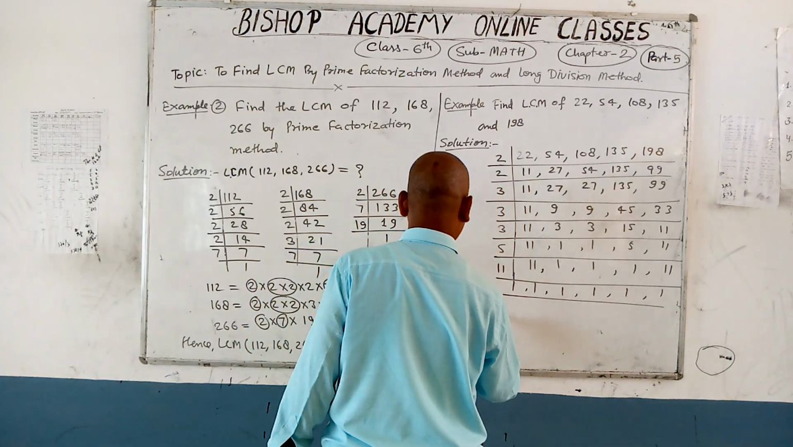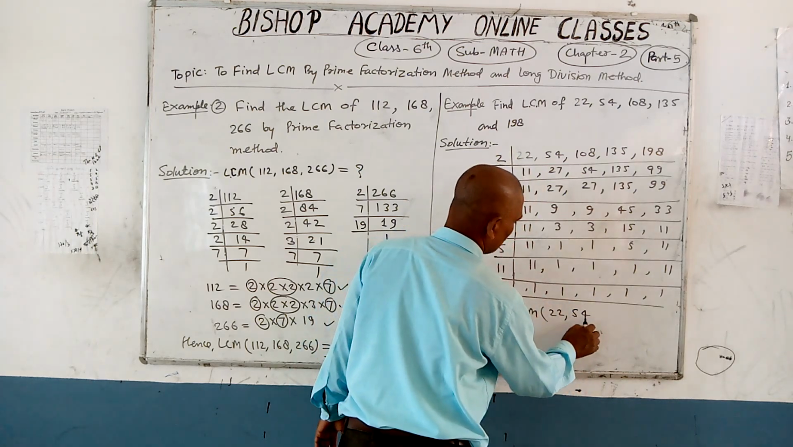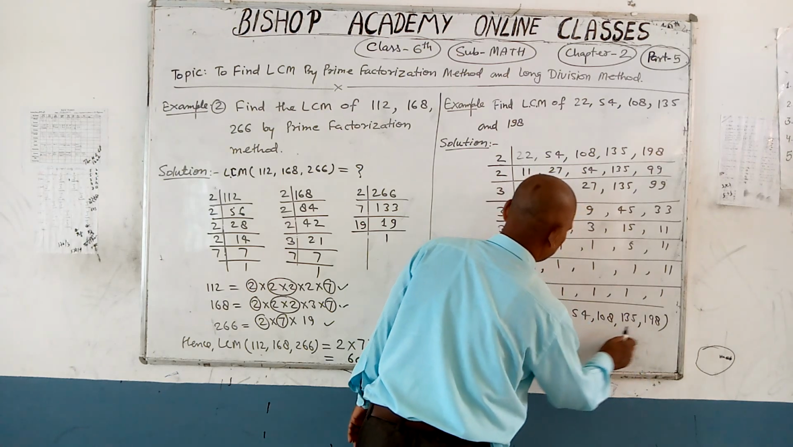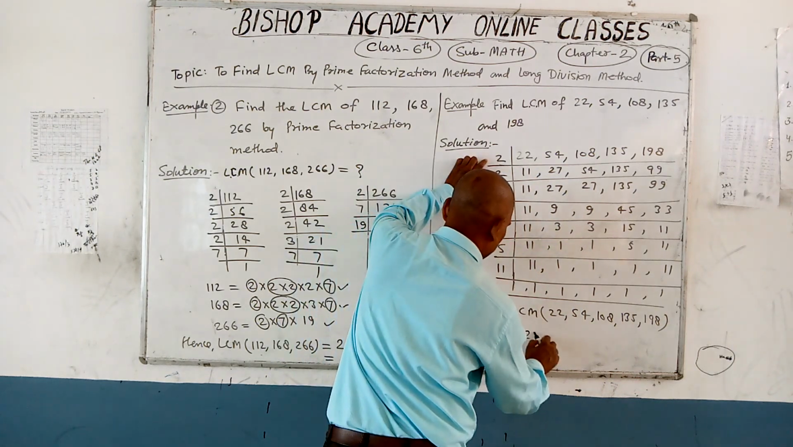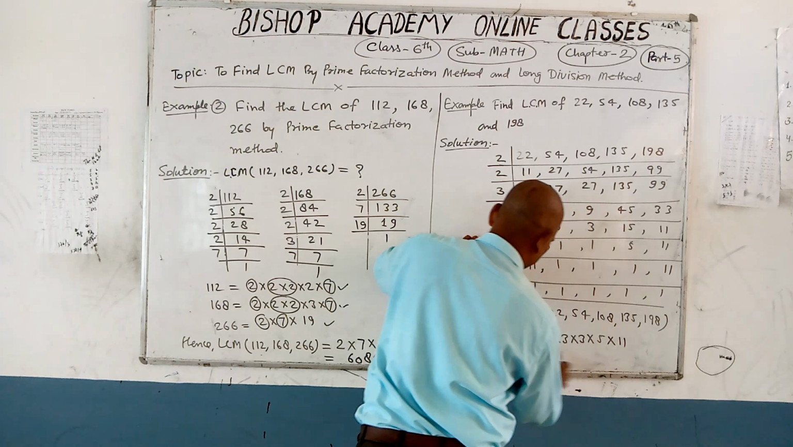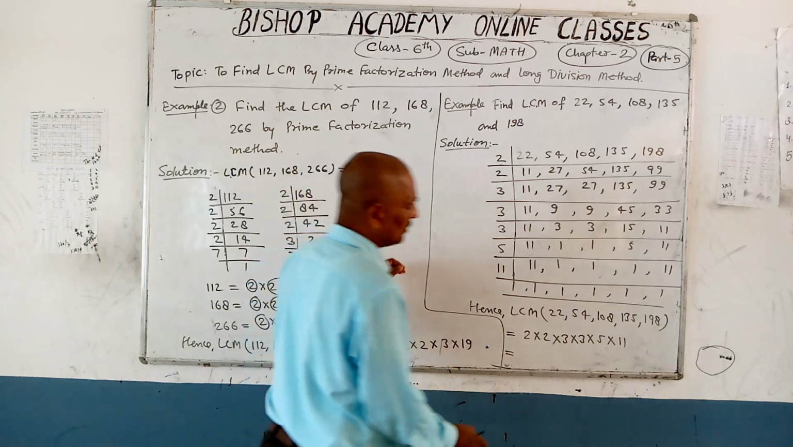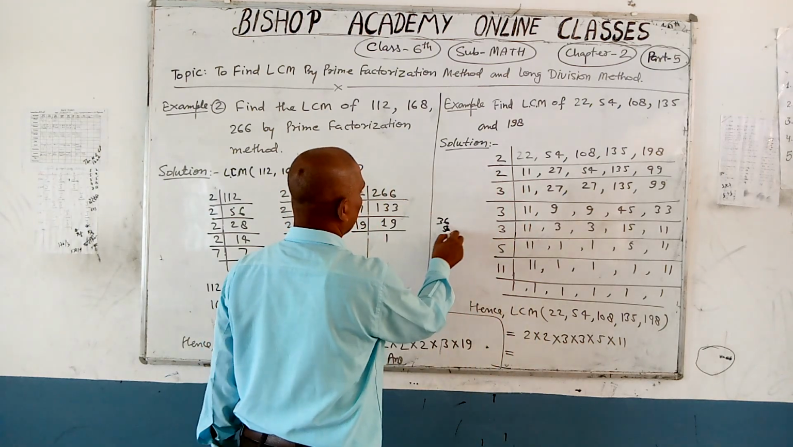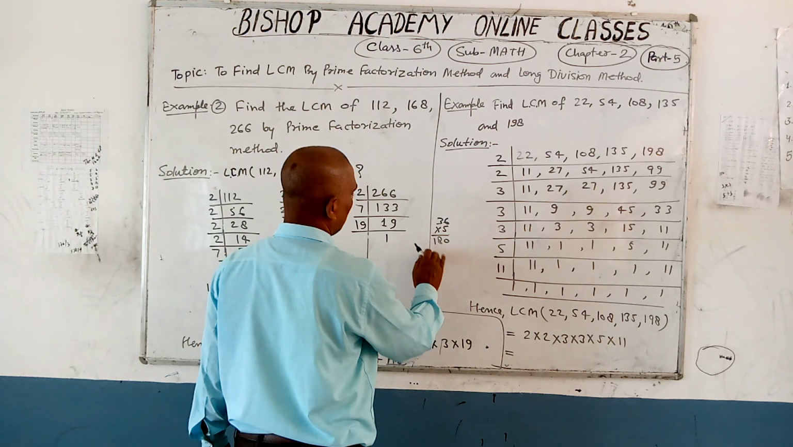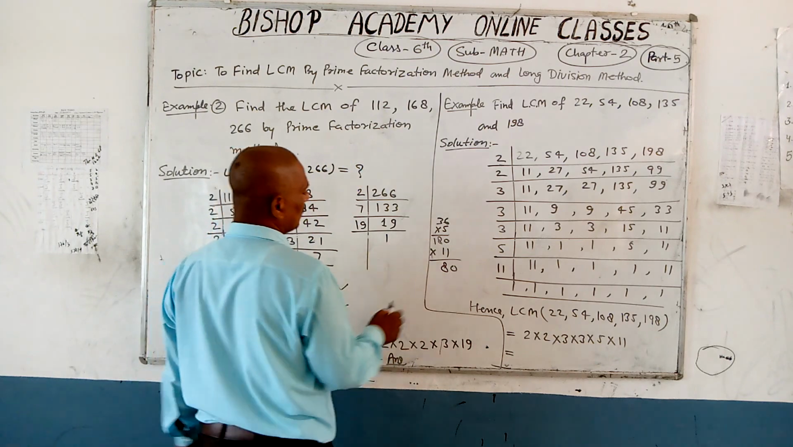Now here write hence LCM of 22, 54, 108, 135 and 198 will be equal to 2 multiply 2 multiply 3 multiply 3 multiply 5 multiply 11, is equal to 2 to the 4, 4 3 the 12, 12 3 the 36, 36 5 the 180, and again multiply this 180 by 11. 11 0 the 0, 11 8 the 88, 8 carry, 11 1 the 11 and 8 19.